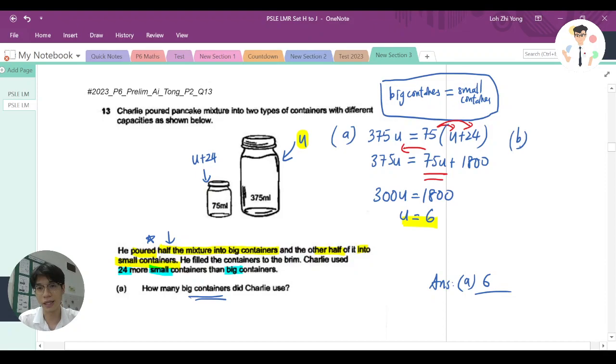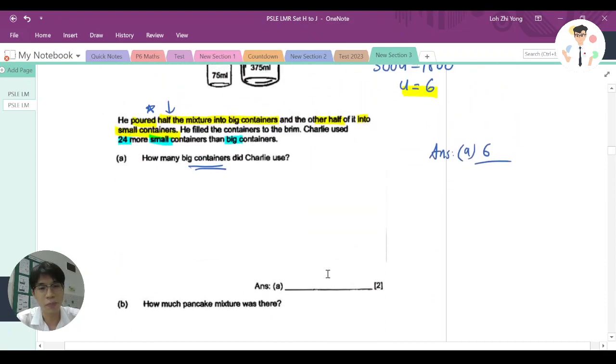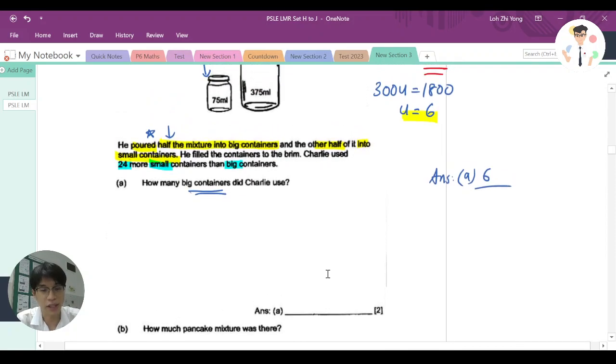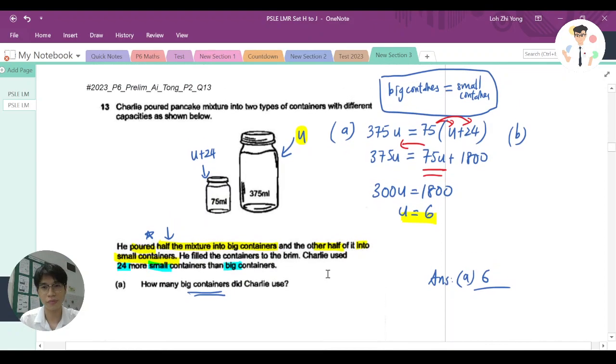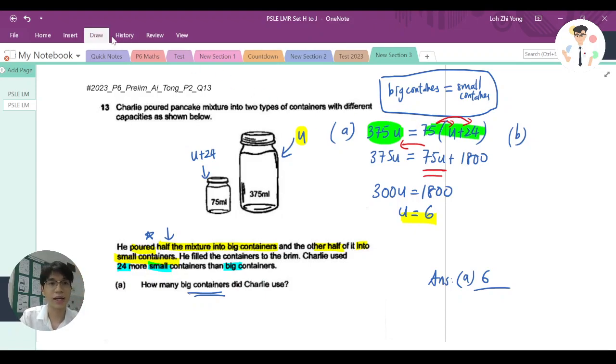Now for part B, let's look at the question. The question here says, how much pancake mixture was there? Now I know this is what the mixture has in a big container, and this is what I have in a small container. So actually I can straight away find the big one, 375 times 1 unit.